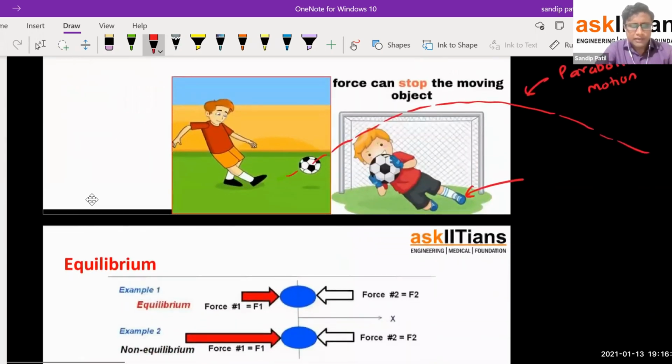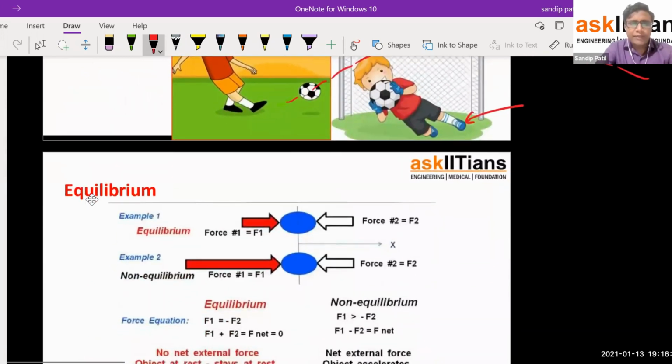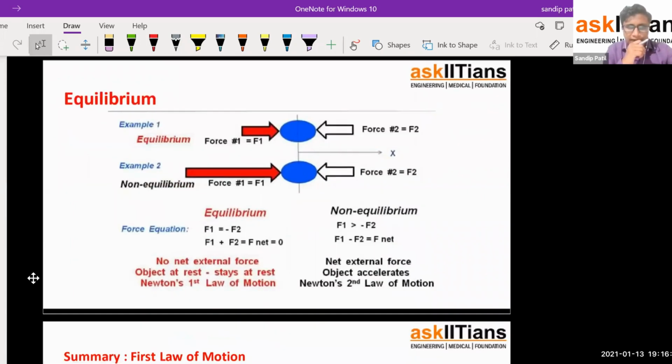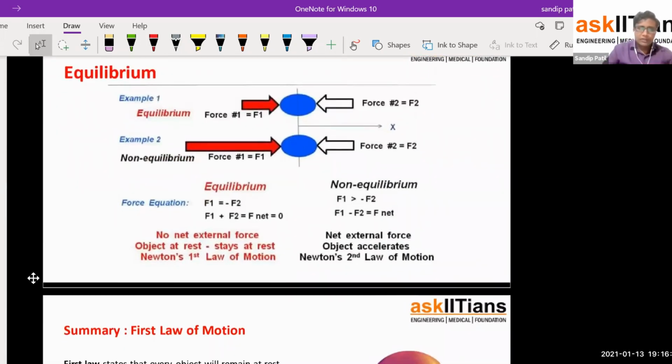Now, the next part is equilibrium. So let's see what equilibrium is. Actually, we have already talked about equilibrium when we were talking about balanced forces, right? If the object has balanced forces, obviously it is not going to move at all. That is what we call equilibrium, right?